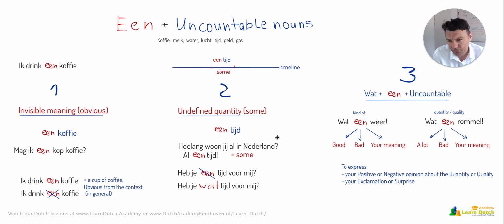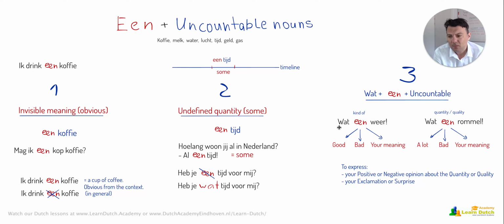There's another usage, how to use een. We also use een with wat. But it has another meaning. Here's an example. Wat een weer. What a weather. Wat een rommel. What a mess. So, what does it mean? We use wat plus een to express your positive or negative opinion about the quantity or quality, or to express your exclamation or surprise.